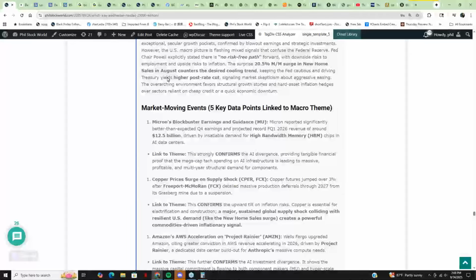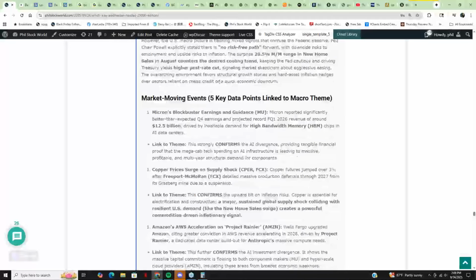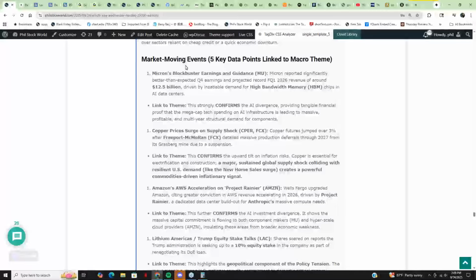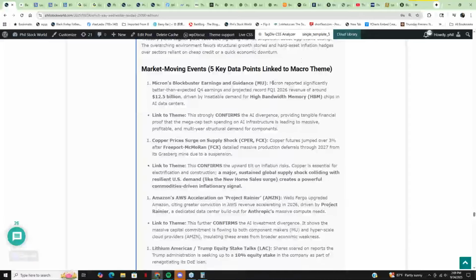Signaling skepticism. The overreaching environment favors structural growth stories that are hard asset inflation hedges over secular or cheap credit or quick downturn. Yeah. So, market moving events, five key. So he's written now, based on the new prompt, a completely different report than he was writing before.